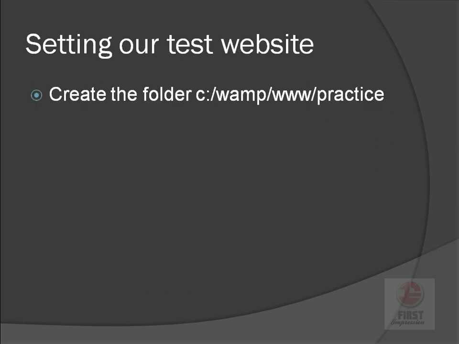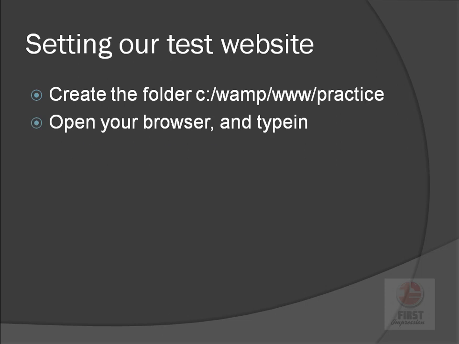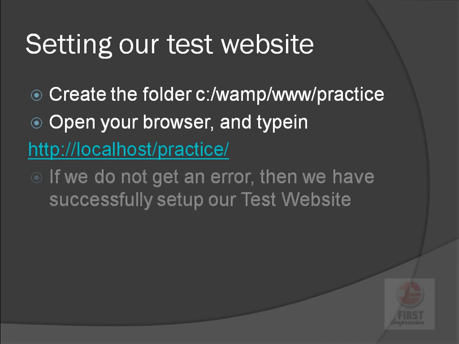First, let's set up our test website, that is the website on which we'll be doing all our testing. To set up the website, we'll create a folder inside C drive/WAMP/www and name the folder as practice. In the browser, we'll go in and type http://localhost/practice. So this localhost will point to C drive/WAMP/www. Inside this I have practice, so I'll just press /practice. Once I'm done, if we do not get an error, then we have successfully set up the test website. That is, we have just created a folder inside C drive/WAMP/www and we are trying to access that folder from the web browser.